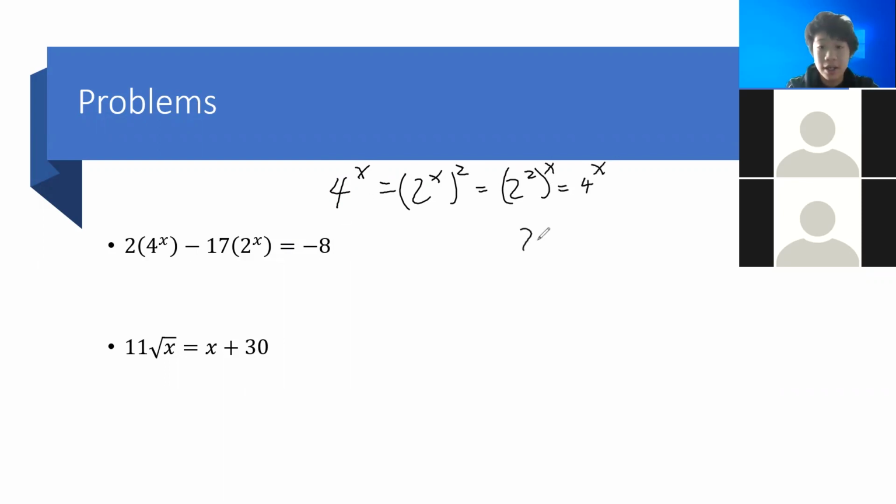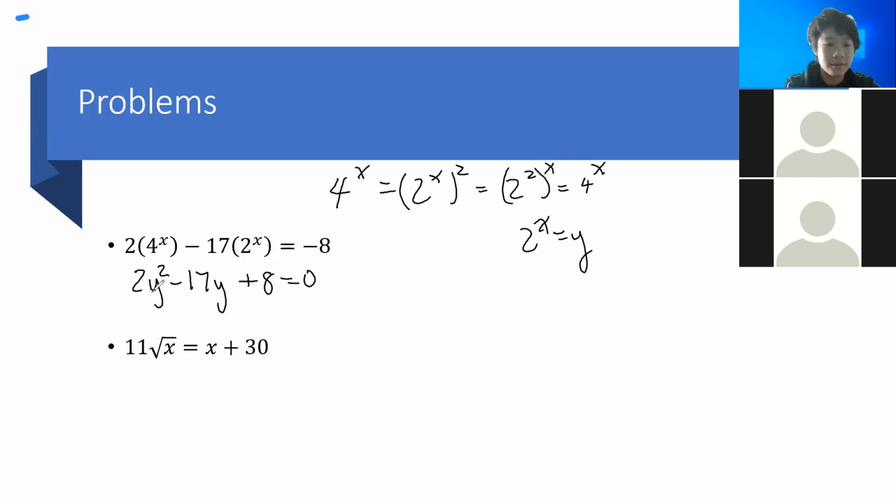So if we set 2 to the x as equal to some y, and we plug this in, we have a quadratic in terms of y. So it's just 2y squared minus 17y equals negative 8. Move the negative 8 to the other side, so we get a nice little quadratic. Oh god, wrong pen. Plus 8 equals 0. So now let's just factor it, right?